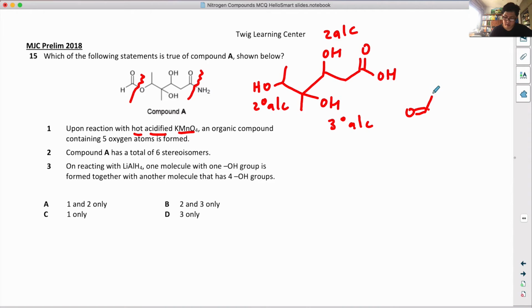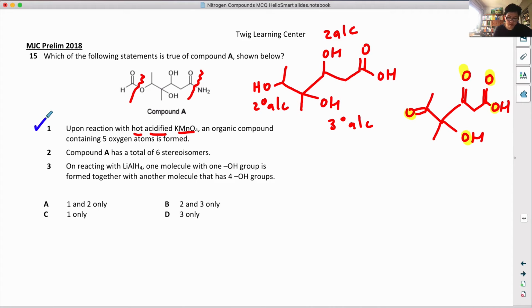Secondary alcohol gets oxidized to a ketone. The tertiary alcohol doesn't, nothing happens to it. This becomes a ketone, COOH. So let's see whether it makes sense. Containing 5 oxygen atoms: 1, 2, 3, 4, 5. That's right. So the first statement is correct. Okay, let's look at the next one.